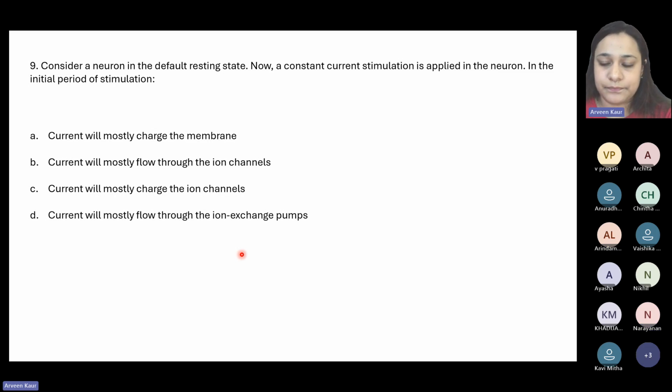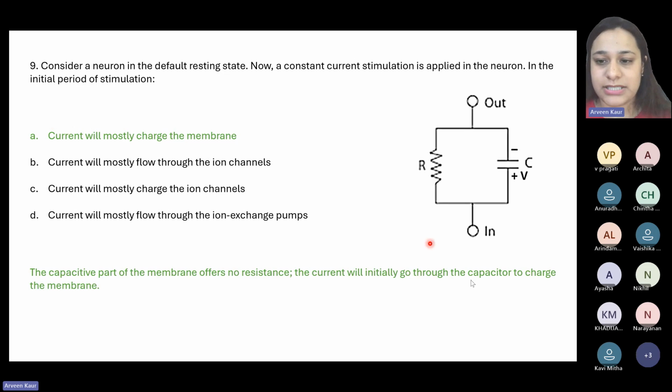Let us look at the answer. Yeah. So current will mostly charge the membrane, right? Why are we saying this? Because they have specified that in the initial period of stimulation. If you remember when Sir was discussing this particular circuit, the point in over here represents inside the membrane and out over here represents outside the membrane, right? This particular value represents the resistance and this particular one is the capacitance, right?